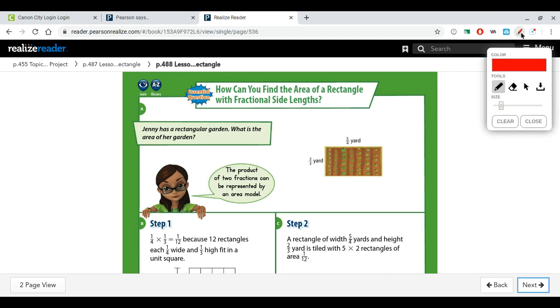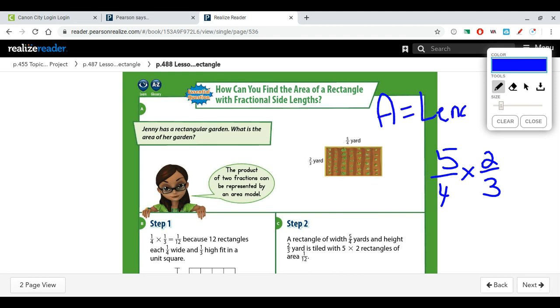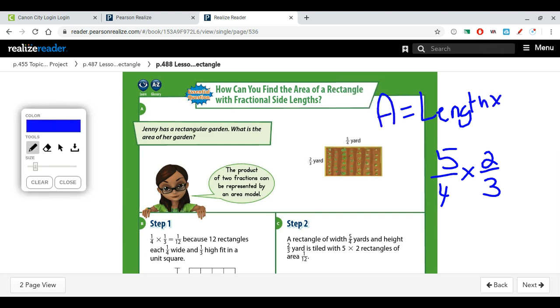So again, it's not just multiplying and finding. I know you guys know how to multiply, but it also helps you to see it visually. So I know that I'm going to multiply 5/4 times 2/3. So when we find the area, if you remember, the area is equal to length times width. So area, we are multiplying these two values together. So when I multiply these values together, I'm going to end up with 10/12.